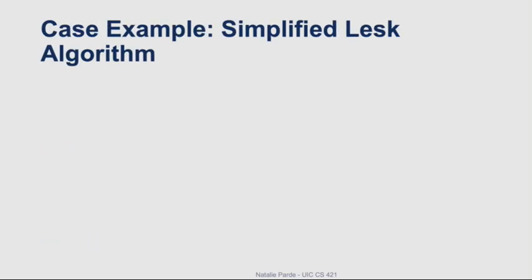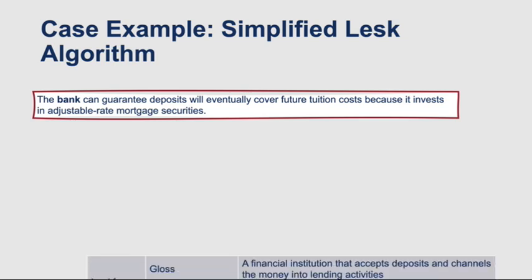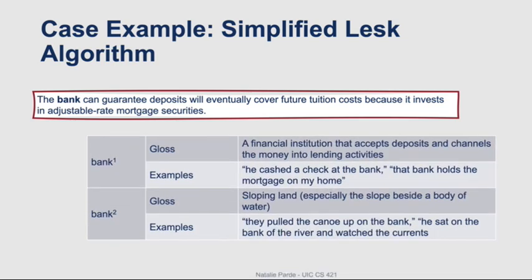It's very simple to visualize what this looks like, and we can see that from the example here, reproduced from the course textbook. Let's say we have an example sentence. The bank can guarantee deposits will eventually cover future tuition costs because it invests in adjustable rate mortgage securities. We want to disambiguate the word bank. We also have the WordNet senses here for two different senses of the word bank. One is referring to the financial institution sense of the word, and the other is referring to the riverside version of the word.